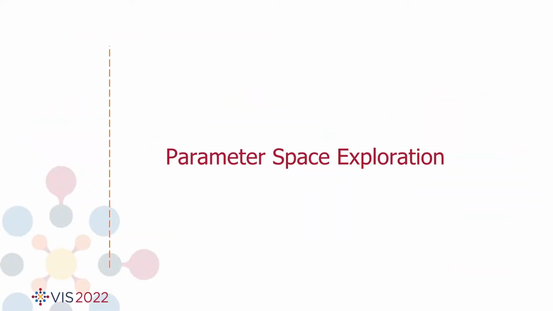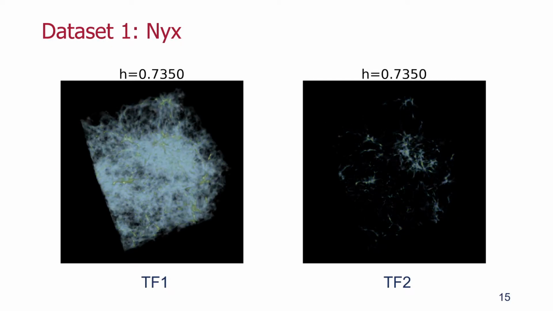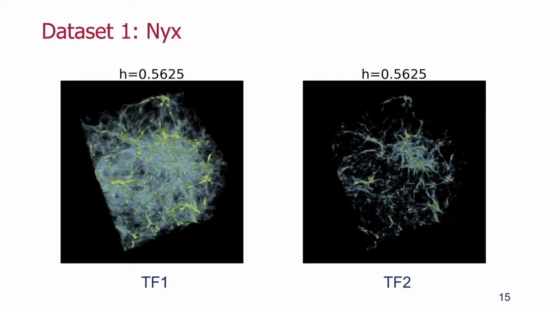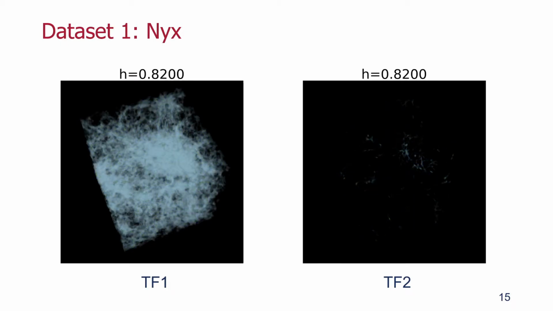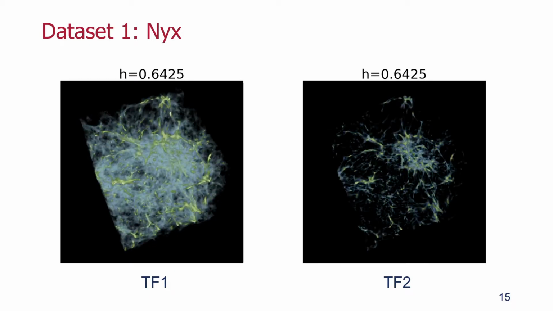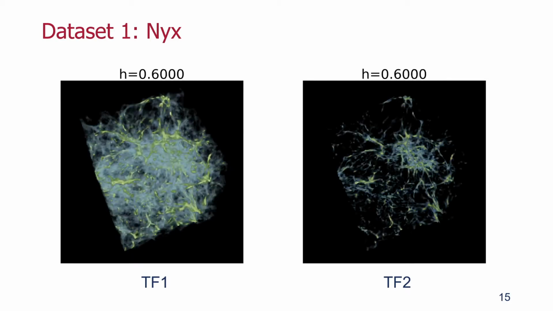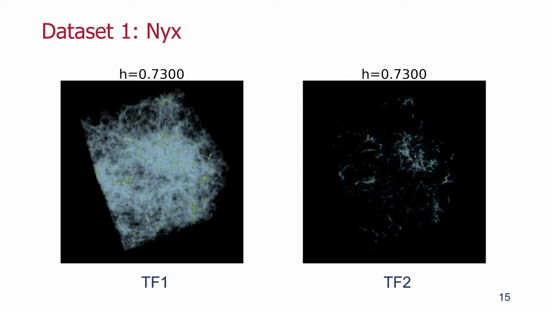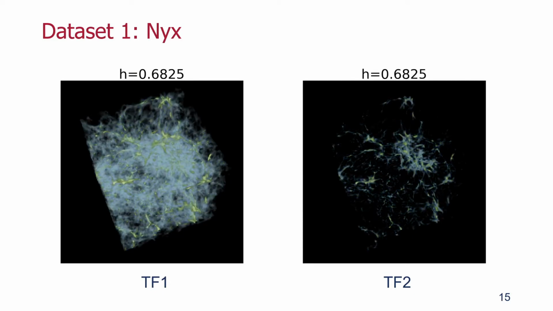Parameter space exploration. First, for the Nyx dataset, we fix other simulation parameters and sample the simulation parameter Hubble constant h from 0.55 to 0.85. From the 2 images rendered with different transfer functions, we find that the high-density region becomes smaller as Hubble constant h increases.